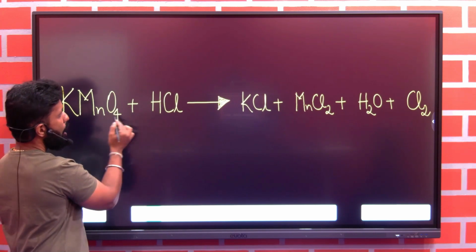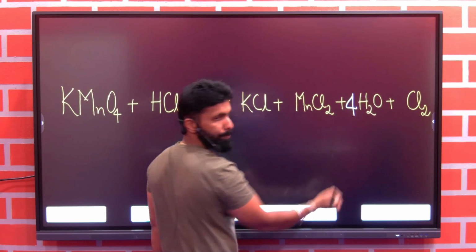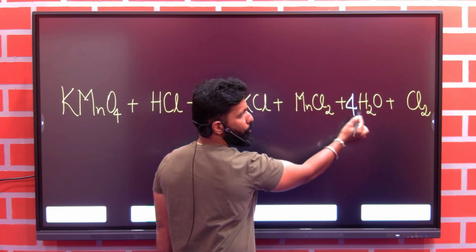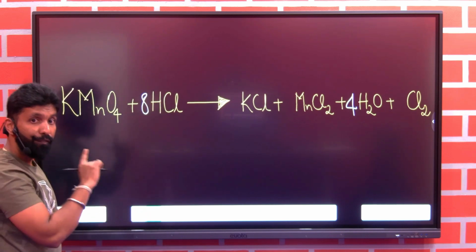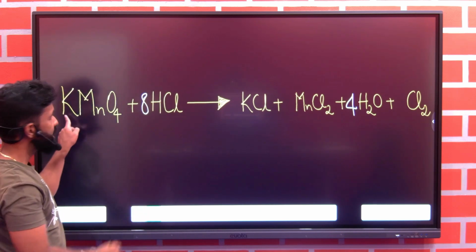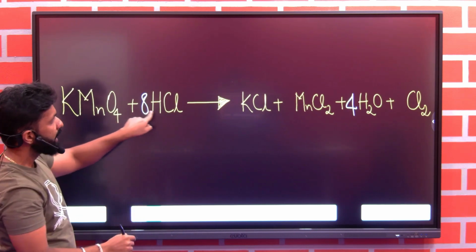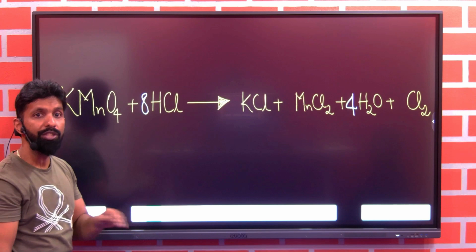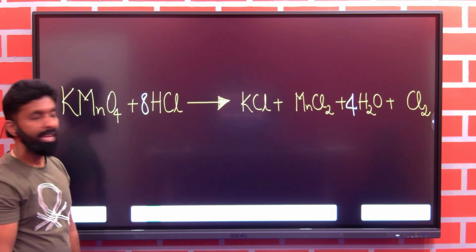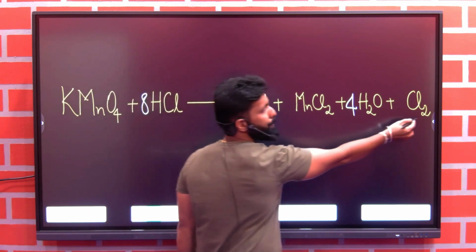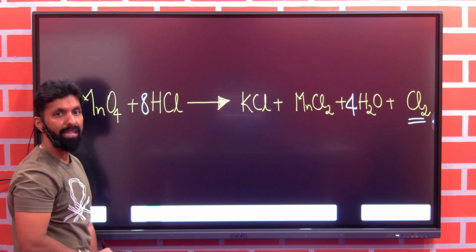So oxygen is 4 here. So I put a 4 here so that oxygen gets balanced, but hydrogen got affected. 4 twos are 8. So I put a 8 here. Everything has got balanced. Potassium is balanced, manganese is balanced, oxygen is balanced, and hydrogen is balanced. The only thing which is not balanced is chlorine. Yes. Now, where is chlorine present? Chlorine is present on the right hand side. So you go to the opposite side and check how many chlorines are there.